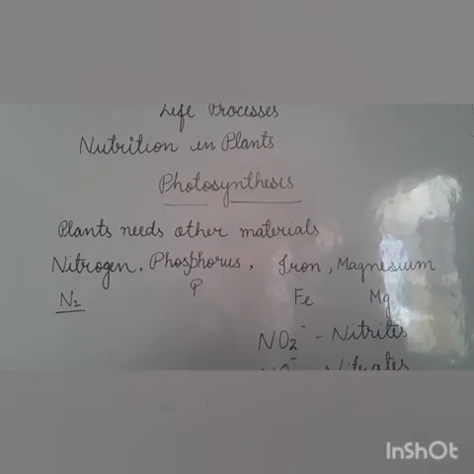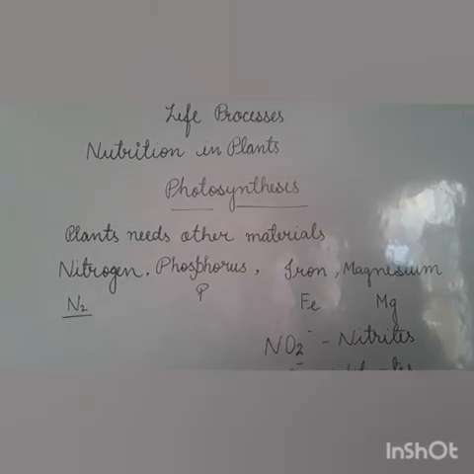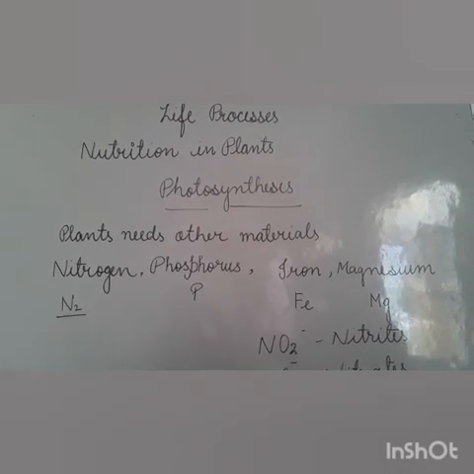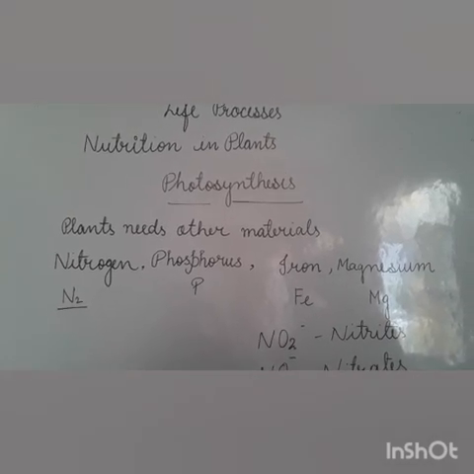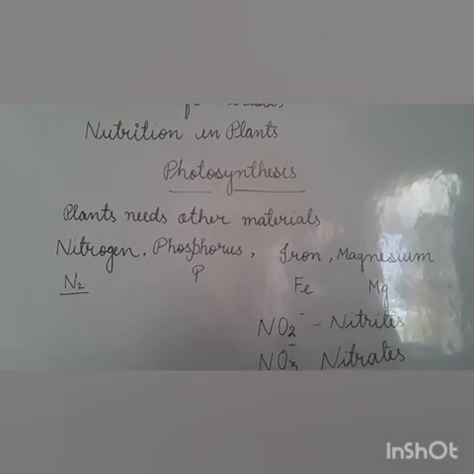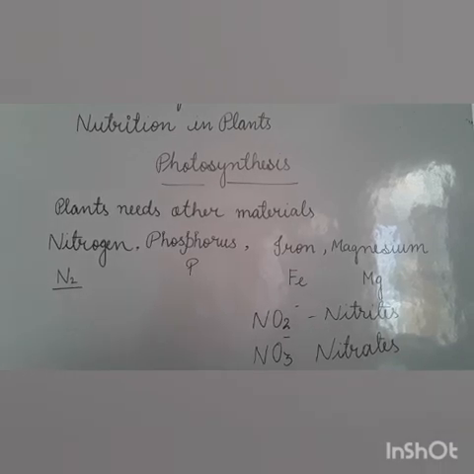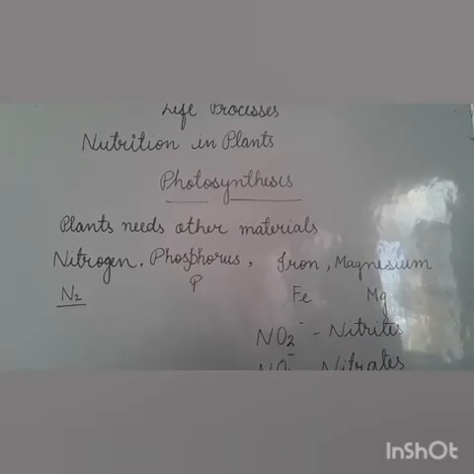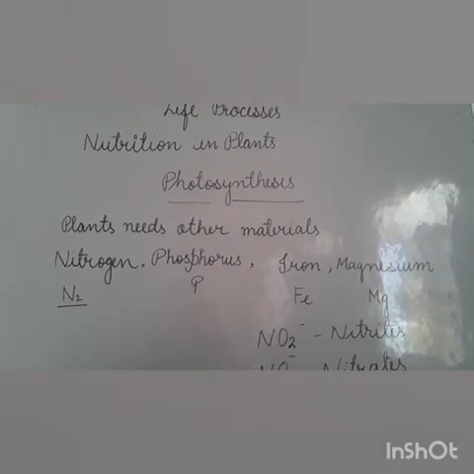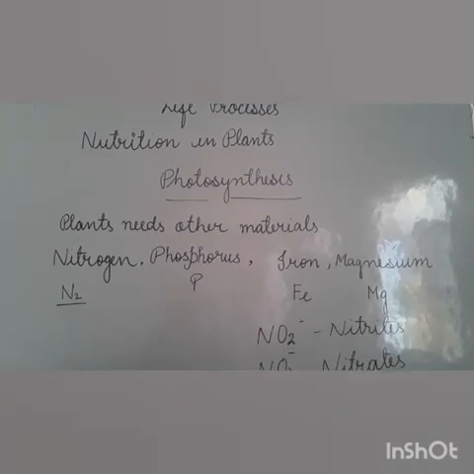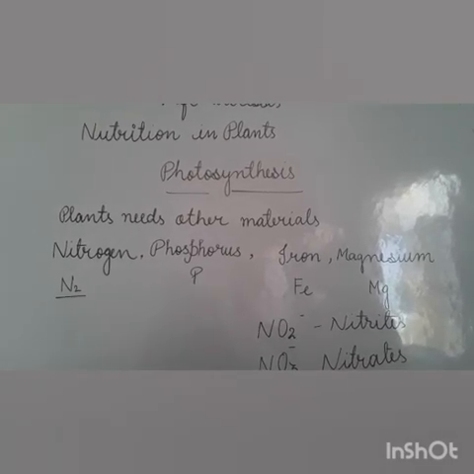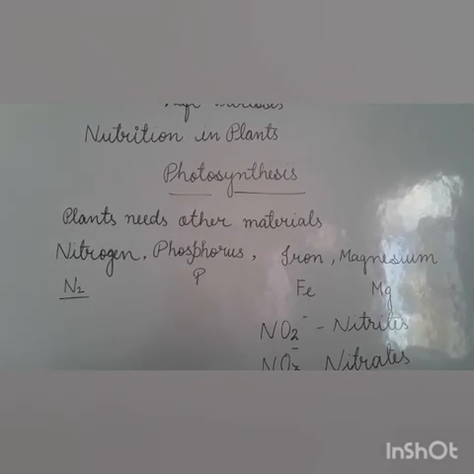So children, in photosynthesis we have studied that plants prepare their food, which is simple sugar, carbohydrate or glucose. But plants also prepare protein and some other substances. As we know, the roots of the plant absorb water and minerals. And what are these minerals? Like nitrogen, phosphorus, iron and magnesium. These minerals are also important for plants.